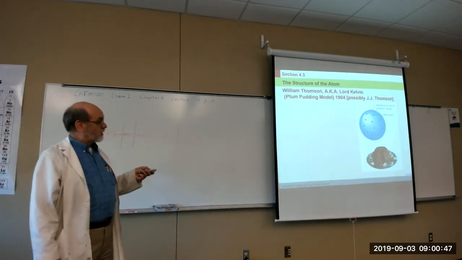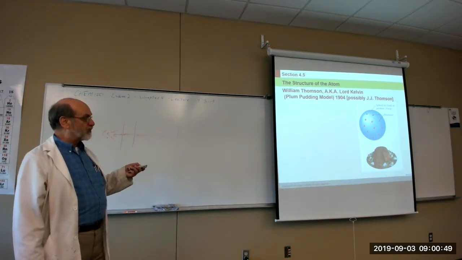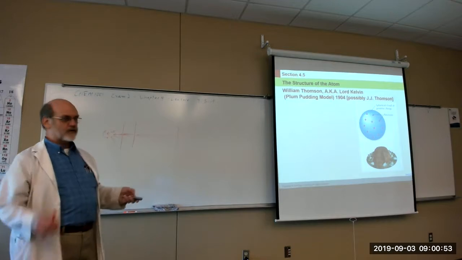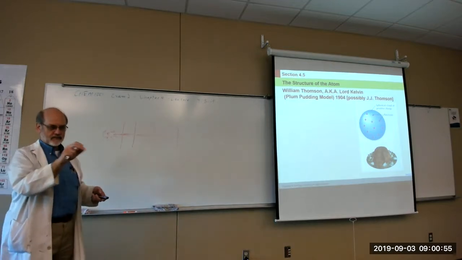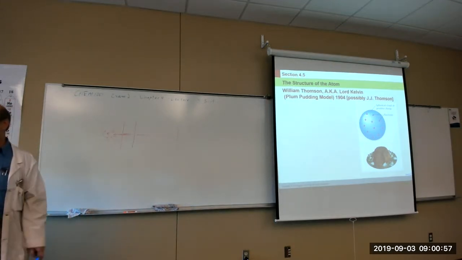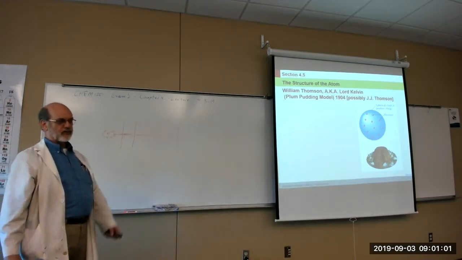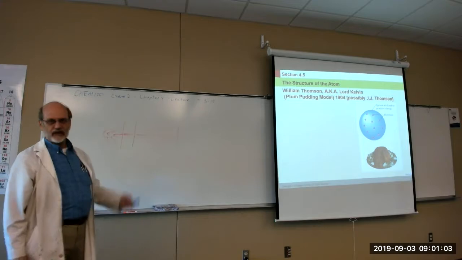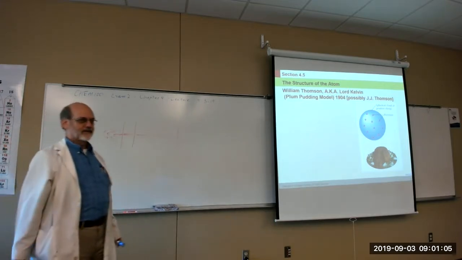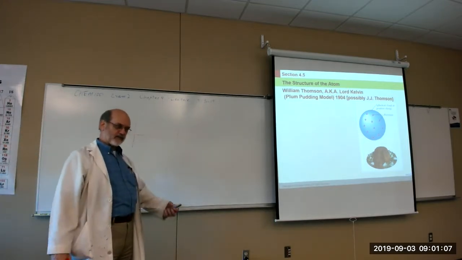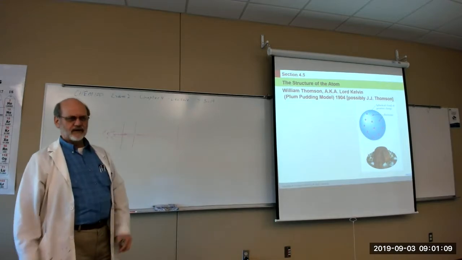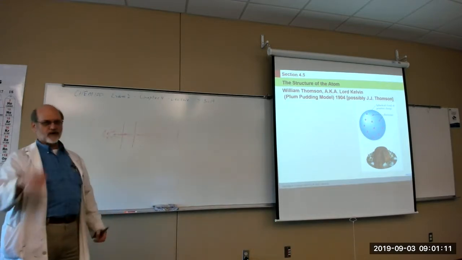So this one model, the plum pudding model, says that this sphere of positive charge was sprinkled with electrons. And that's how you got your balanced charge. They call it plum pudding because these guys are English, and I guess they knew what plum pudding looked like. So when you say plum pudding, oh yeah, I know what that means. The little pieces of plum are the electrons.